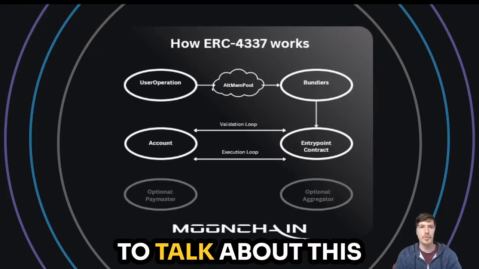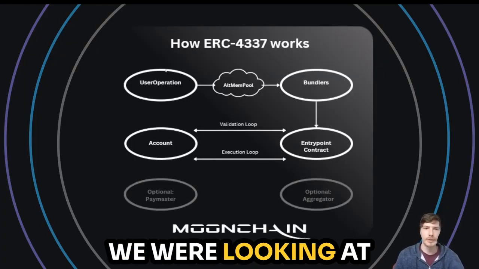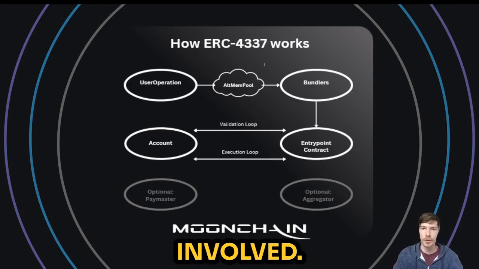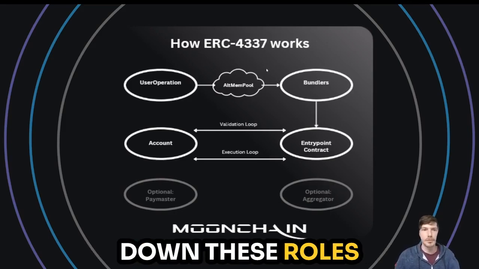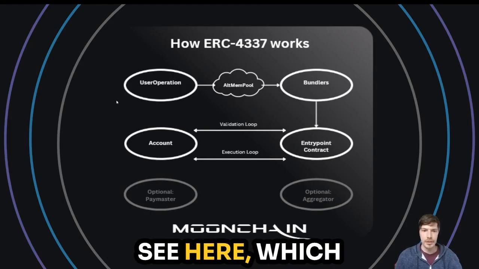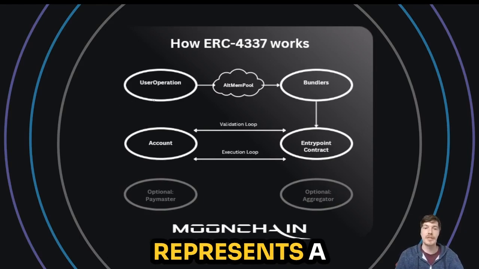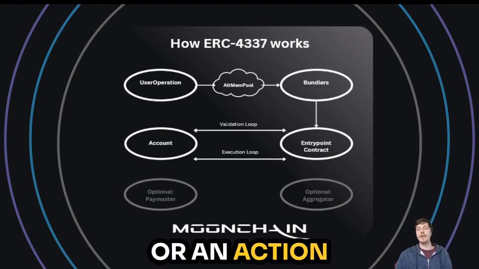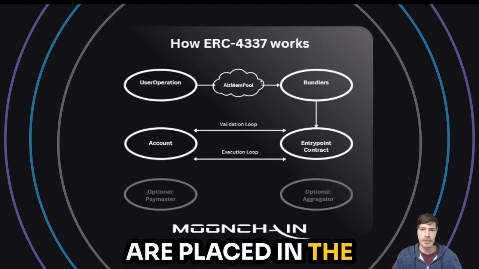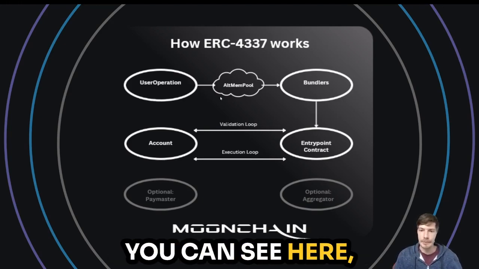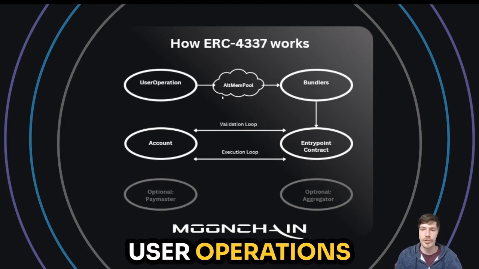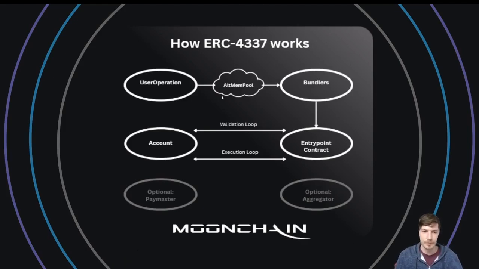We're now going to talk about this diagram in which we are looking at how ERC operates and the core components involved. So let's break down these roles and processes. We're starting with the user operation, which you can see here, which represents a transaction or an action initiated by a user. These operations are placed in the alt mempool, which you can see here, which is a specialized memory pool that temporarily holds user operations before they are processed.